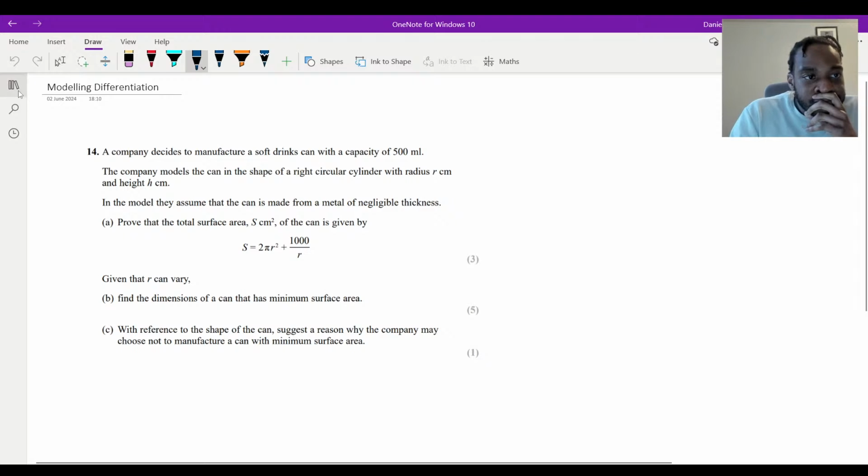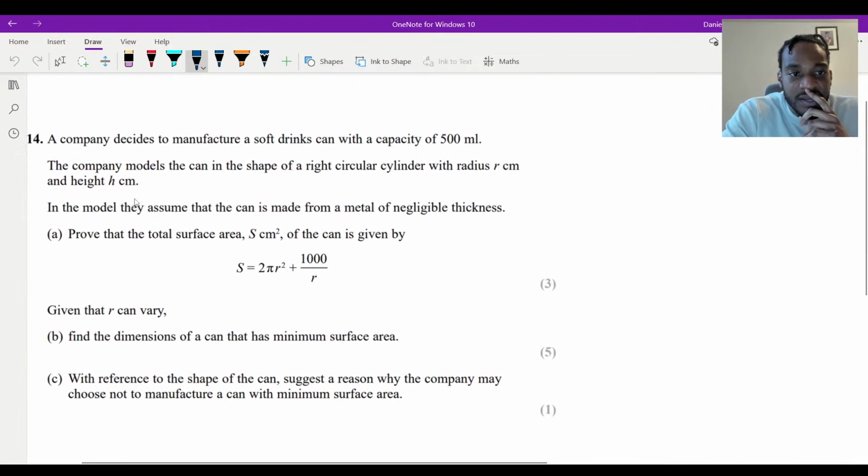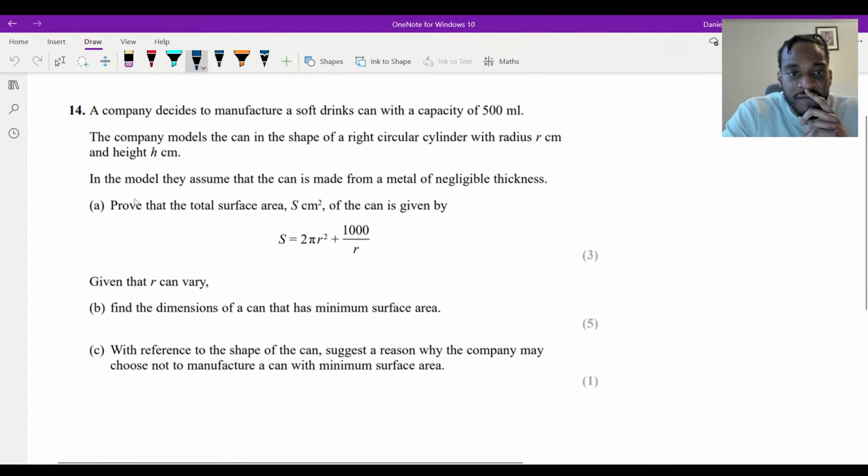So you got this one here, and let's read it. It says, a company decides to manufacture a soft drinks can with a capacity of 500 milliliters. The company models the can in the shape of a right circular cylinder with radius r and height h centimeters. In the model, they assume that the can is made from a metal of negligible thickness. Prove that the total surface area S centimeters squared of the can is given by this formula here. S is equal to 2 pi r squared plus 1000 over r.